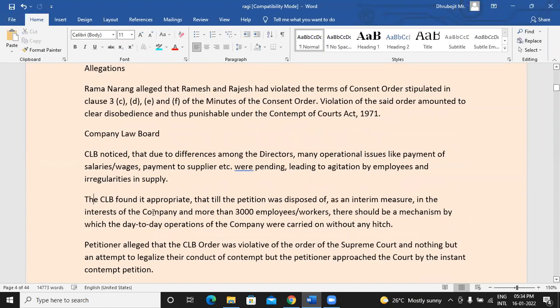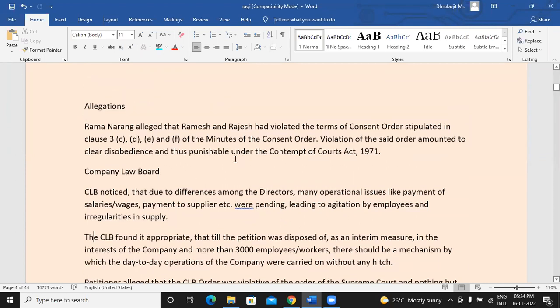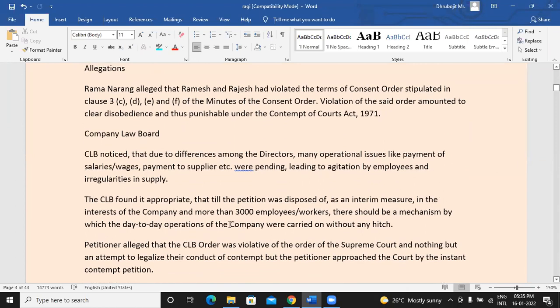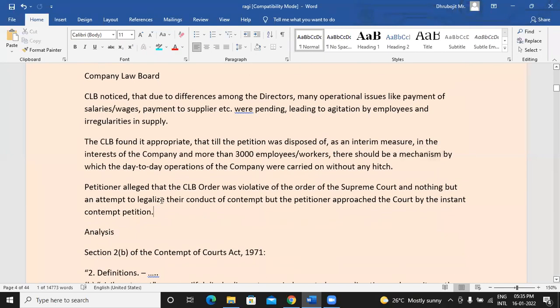And company law board found it appropriate that till the petition was disposed of, as an interim measure in the interest of the company and all the employees, there should be a mechanism by which day-to-day operations of the company were carried on without any sort of problem. This approval, the sanction, was not coming in. So in order to ensure that day-to-day operations can be done properly and smoothly, some steps needed to be taken.